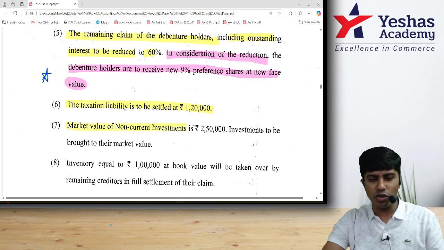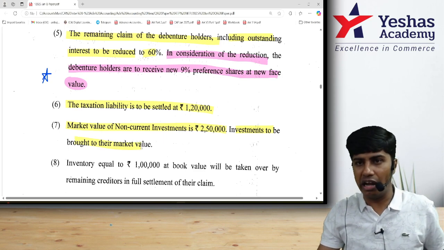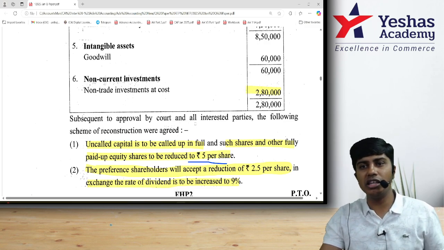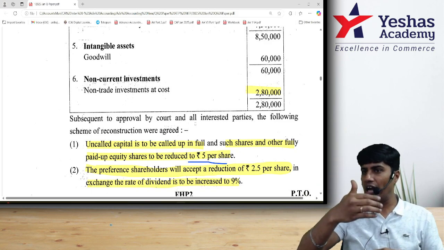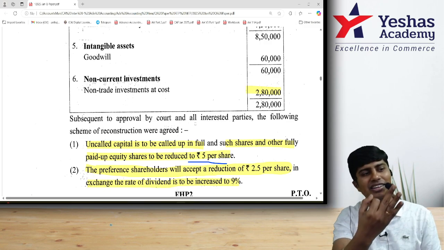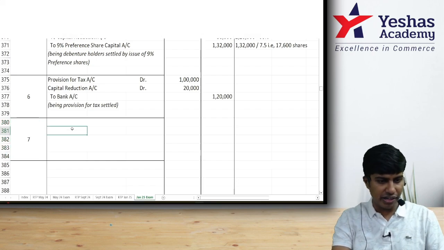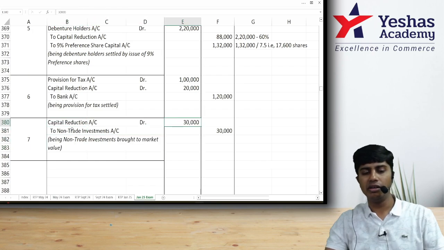Market value of non-current investments is 2,50,000. Why are they telling this? Investments are to be brought to their market value. We need to revalue the investments and record them at 2,50,000. Observe the investments in the balance sheet. Investments in the balance sheet is 2,80,000. We should record them at 2,50,000. If 2,80,000 worth of investments are to be recorded at 2,50,000, we'll reduce its value by 30,000. So don't write 2,80,000 anywhere. Reduce it by crediting non-trade investments by 30,000 and debiting your capital reduction account by 30,000.